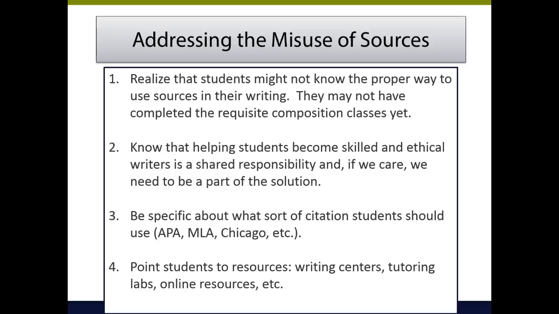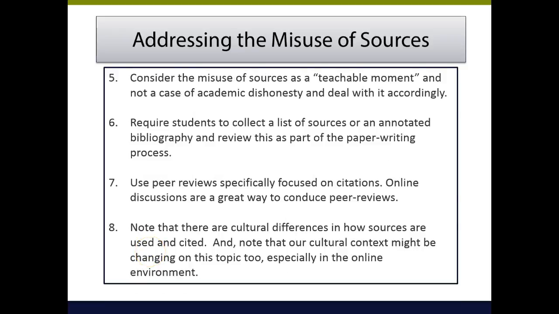Point them to resources. Send them to the Writing Center. There are writing centers on all the campuses. There's an online writing center at Front Range. There are lots of other online resources that might help students actually be able to use sources properly. Consider the misuse of sources as a teachable moment. It's not a case of academic dishonesty. Your student is just making a mistake.